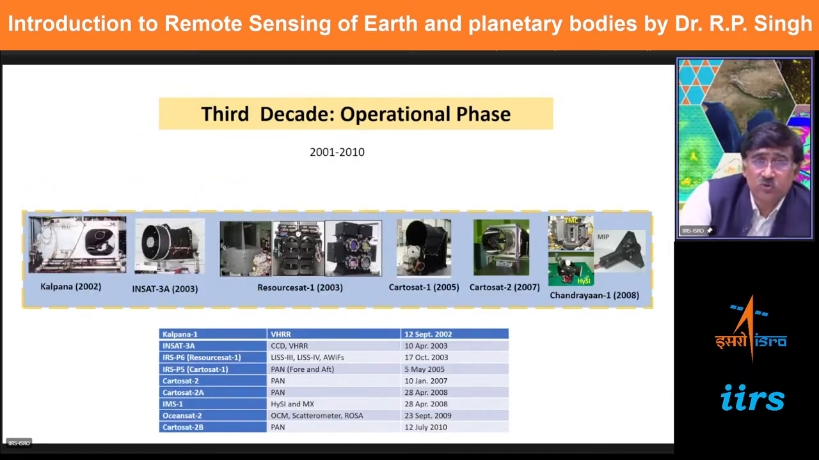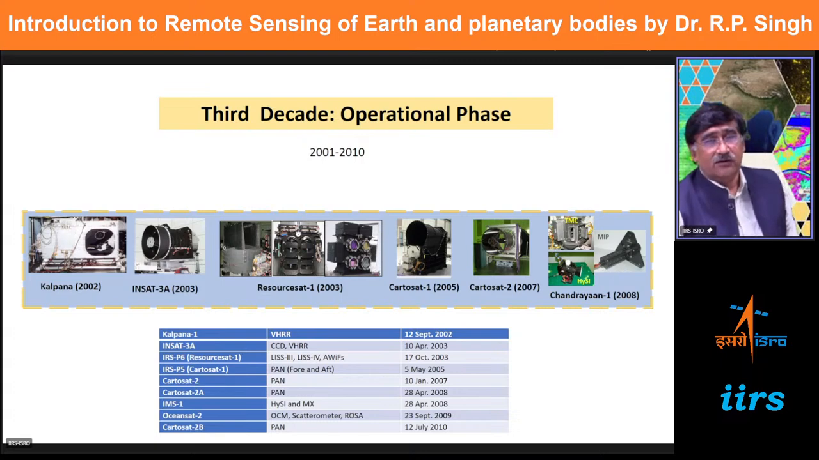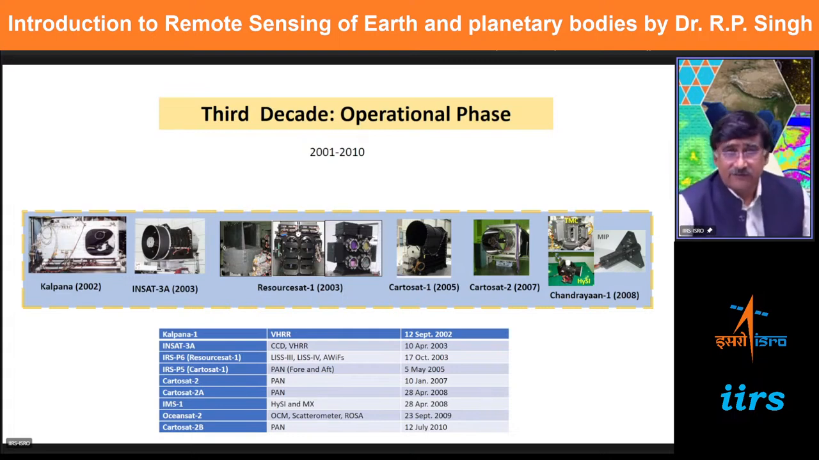Then comes the third decade, 2001 to 2010, in which things were further developed and came into the operational phase. One of the important missions was the improvement of our INSAT system. We had the Resourcesat platforms and the Cartosat platform. We were observing things at 1 meter or even better than 1 meter. In fact, in this period, Chandrayaan-1 was launched. So it was a very happening period, an operational phase.